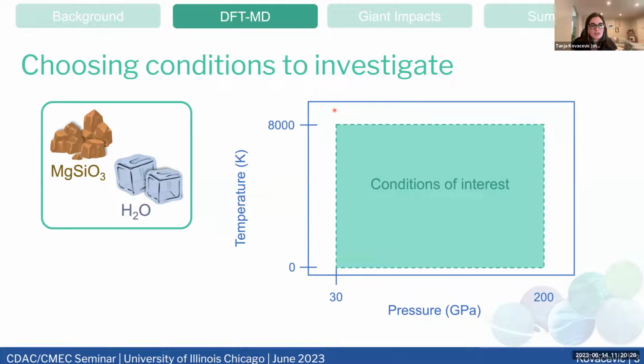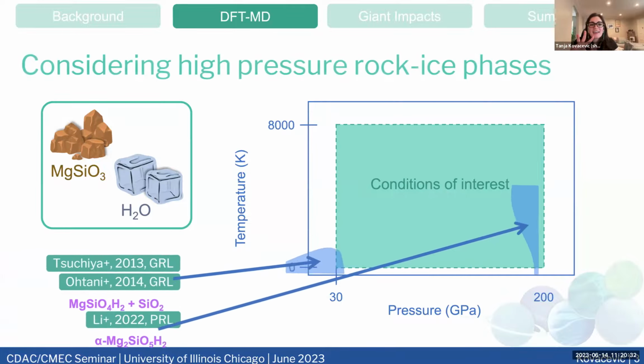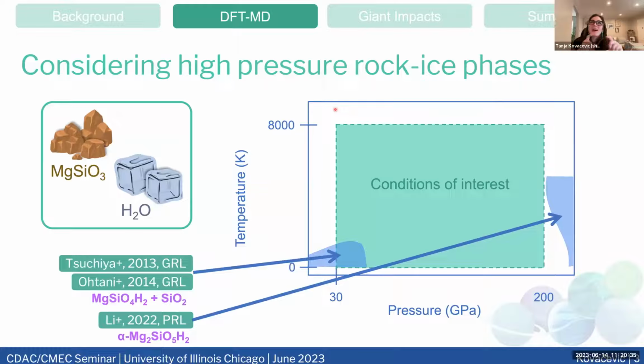Now, I've picked the pressures that I think are going to be of relevance. Now we just need to make sure there aren't any high pressure rock-ice phases, like hydrated silicates, at these conditions. So we went ahead to check that. You see, in 2013, 2014, some hydrated silicates were found in this blue region, and then some ultra-high hydrated magnesium silicates were found in 2022. So this is all stuff that's very recently coming out. And we're going to be in this nice sweet zone where we still have the rock and the ice phase separated.